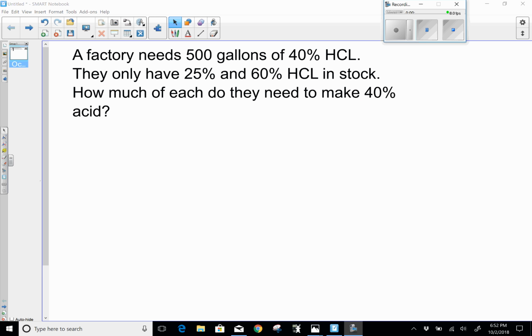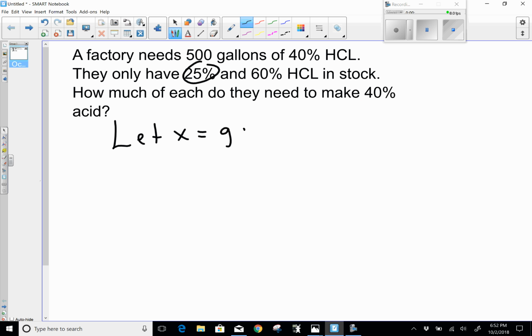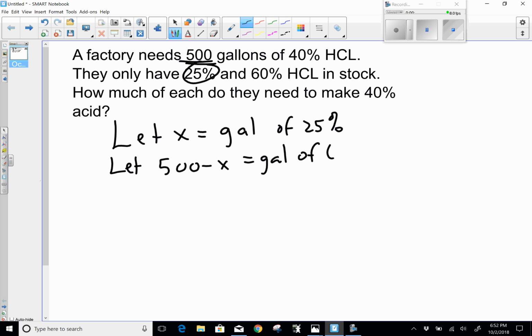Just like you learned in algebra, we're going to let x equal the gallons of, let's just pick one, the 25%. So how many gallons of 25% they need. Since altogether it's going to be 500, we're going to let 500 minus x equal how many gallons of the 60% HCl we need. So there's our first setup, right?